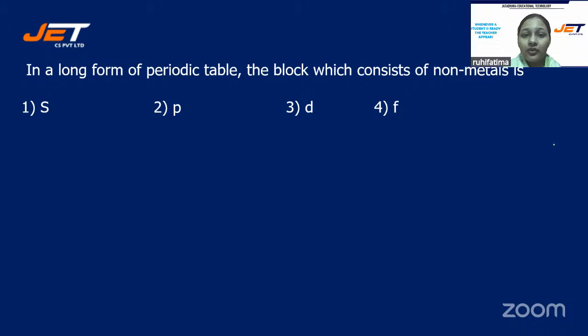In a long form of periodic table, the block which consists of non-metal is S, P, D, F. We are talking about non-metal, students. The correct answer will be option number 2, P. Those who have selected option 2, you all are right, students. The correct answer for this question will be P block. P block elements are non-metals, S block, alkali metals.